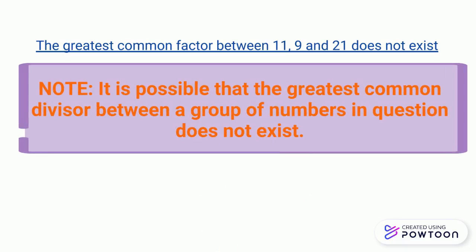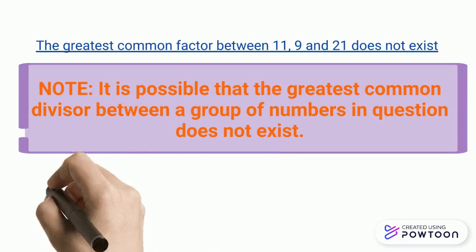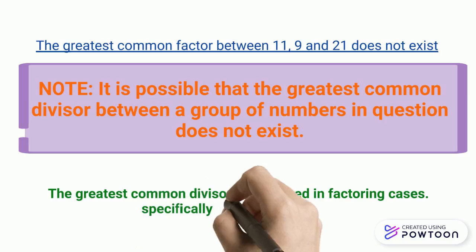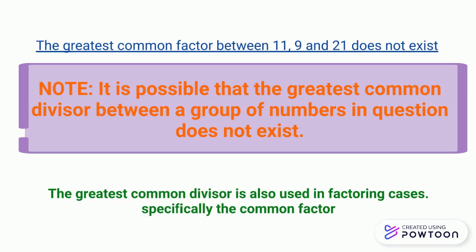It is possible that the greatest common divisor between a group of numbers in question doesn't exist. The greatest common divisor is also used in factoring cases, especially those of common factor.